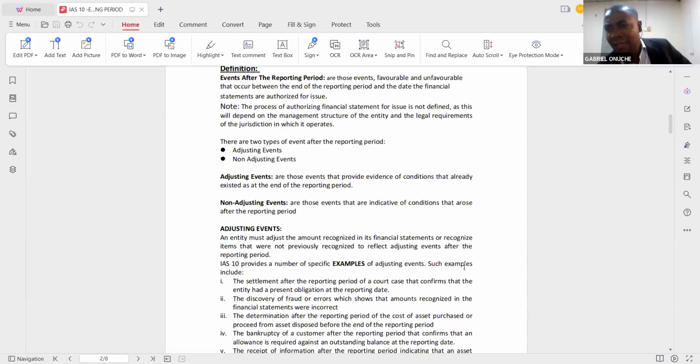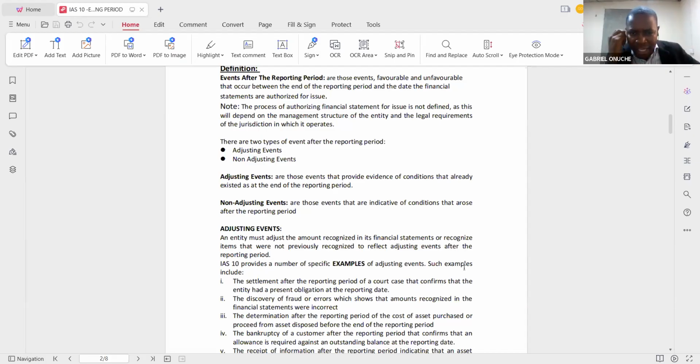Then, according to IAS 10, as I've mentioned, events after the reporting period are classified or divided into two. One, we have what we call adjusting events. The second one is non-adjusting events. Please take notes. In the exam, you might be asked. They may put the question, but please take note that events after the reporting period are classified into two: adjusting and non-adjusting.